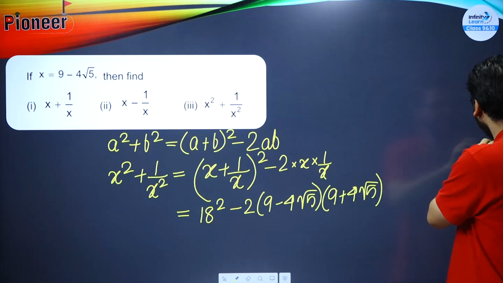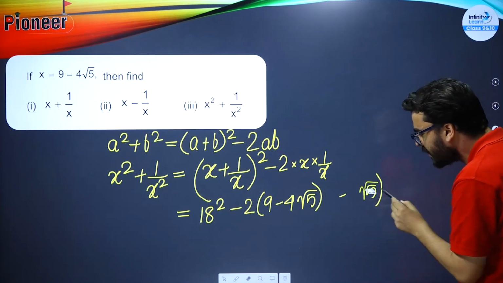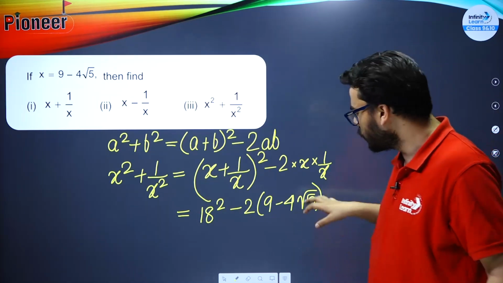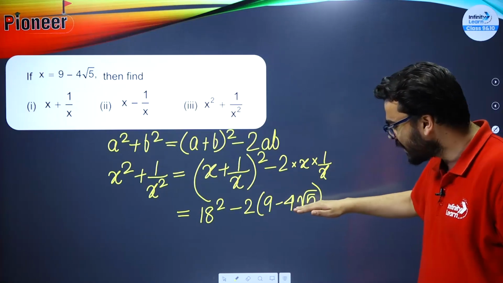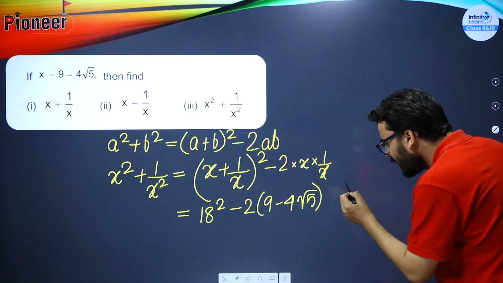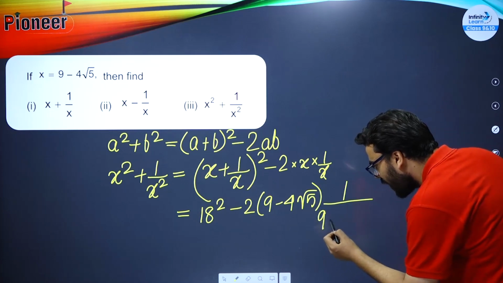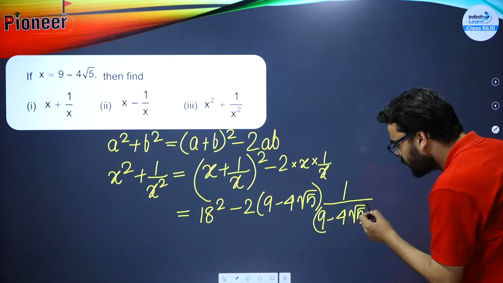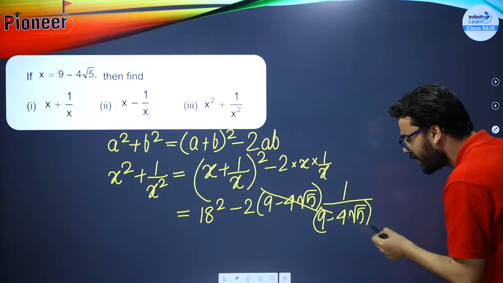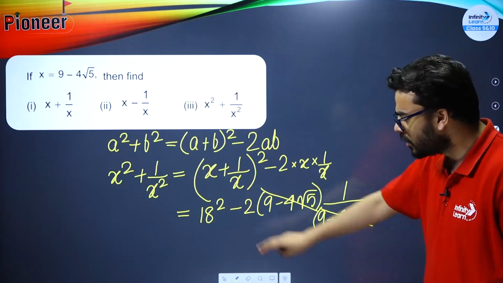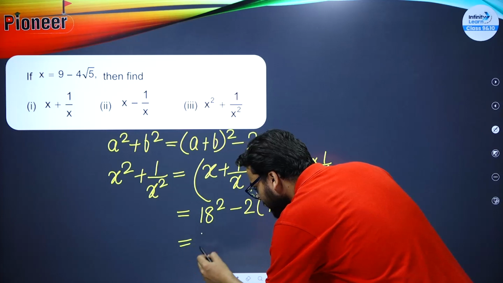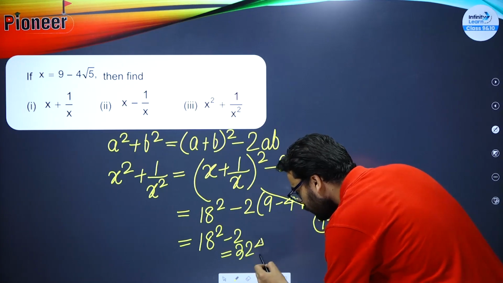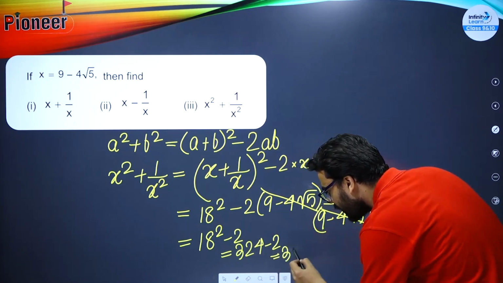Or you can understand it in a different manner. In this case, it will save your time. See, over here, we don't need to use 1 by x to be equal to 9 plus 4 root 5. If x is 9 minus 4 root 5, in this case we can take 1 by x to be equal to 1 by 9 minus 4 root 5. Can't we do that? It will save our time in this case. So you see over here, 9 minus 4 root 5 and 9 minus 4 root 5 will be cancelled out easily. So the answer will be equal to what? 18 square minus 2. So that will be what? 324 minus 2, or we can say that is equal to 322.